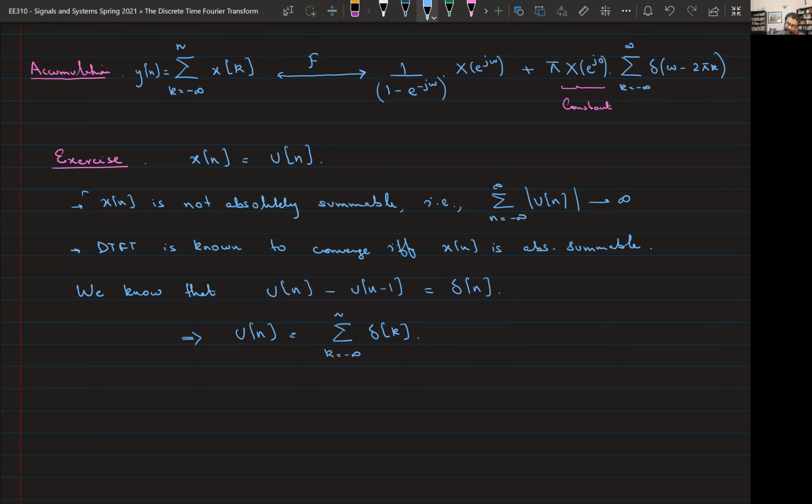And here, let me say, let g of n be delta of n, to make my life a little bit easier. So the question is, what is g of e raised to j omega? I can apply the definition. This is the summation n going from minus infinity to plus infinity of g of n e raised to the power minus j omega n, which is the sum of delta of n e raised to minus j omega n.